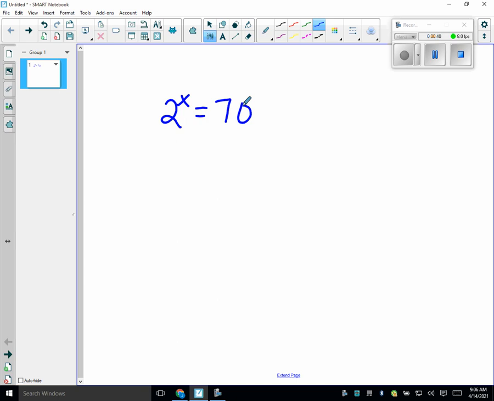Logarithms are like everything else in that as long as you do the same thing to both sides, you can do it. Since you have a log button on your calculator of base 10, that's what we're going to use for this particular problem. And what we're going to do is take the log of both sides. So I have the log of 2 to the x equals log of 70.